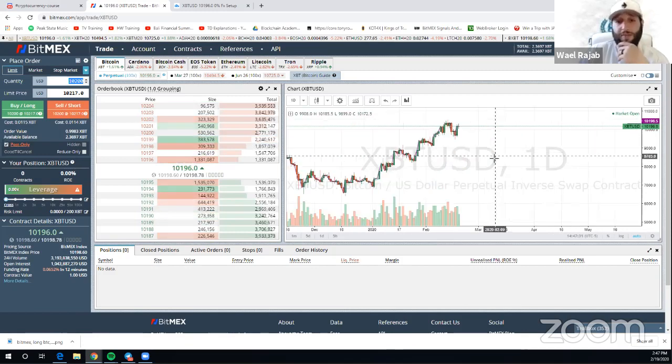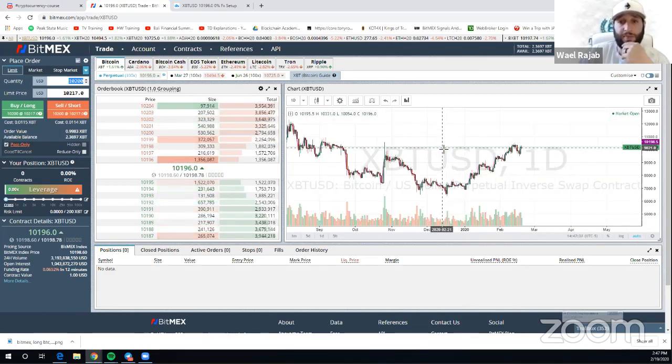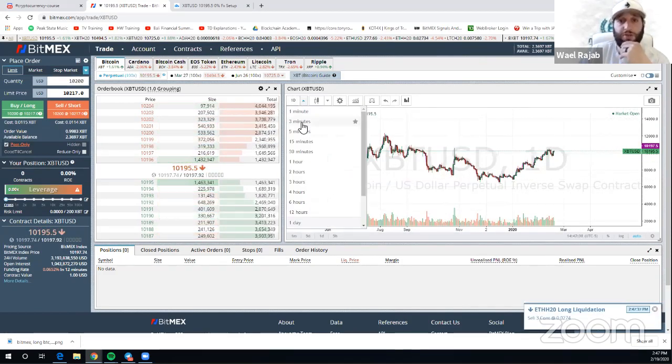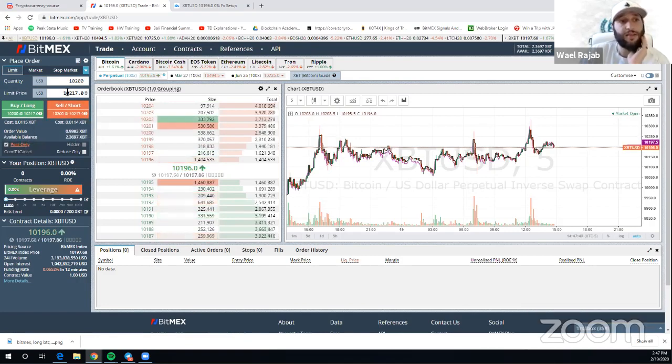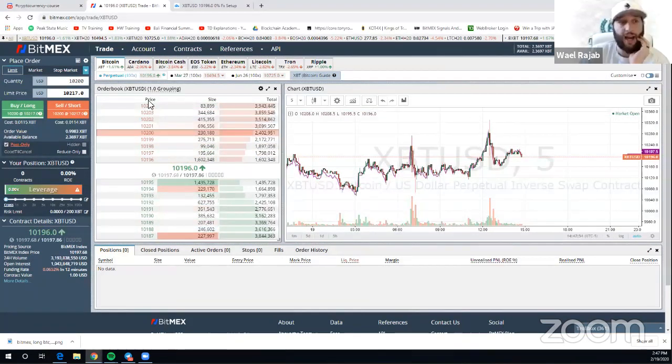I'm going to just do a small, let's look at the graph. I'm going to do a small trade here so I can go over the different types of orders you can place. This is a limit order. I have it on post only. So what that is basically, I can't market buy. I'd be posting the actual order.